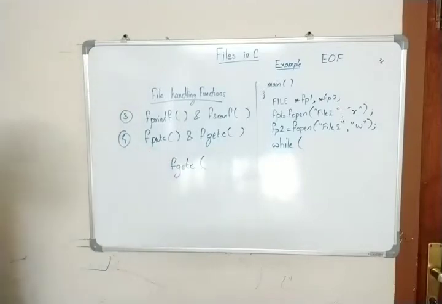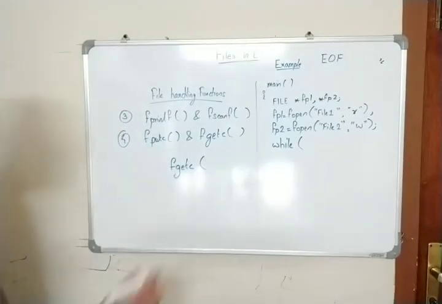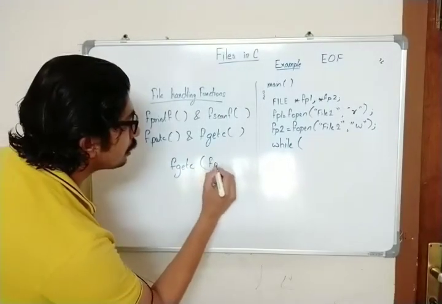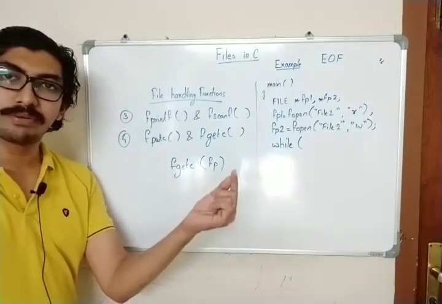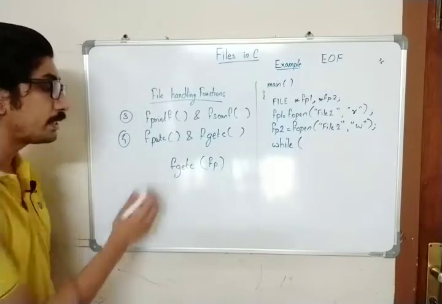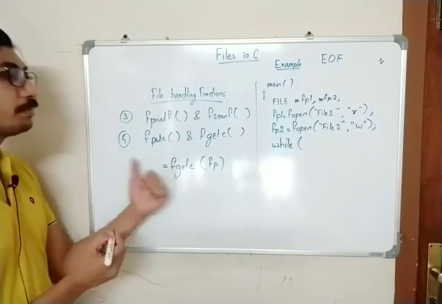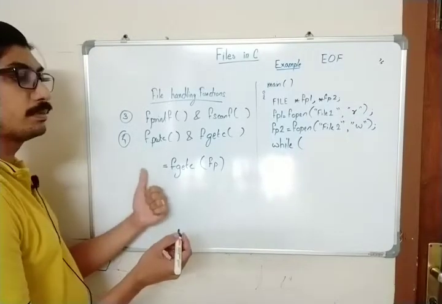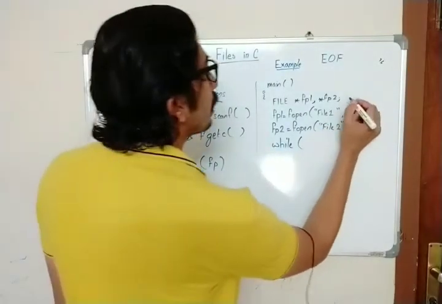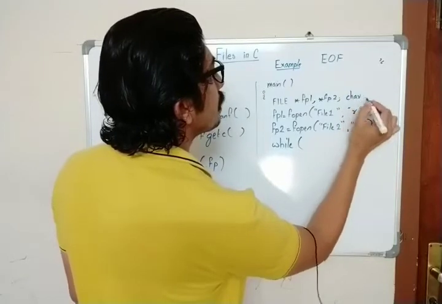In the case of fgetc, we will just denote the file pointer from where it has to read. It will read one character, and that character will be returned back into some variable. So you require a character variable, say c.